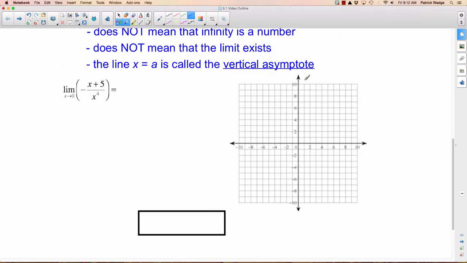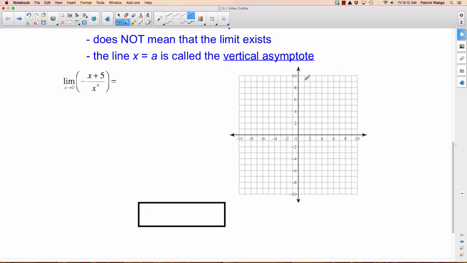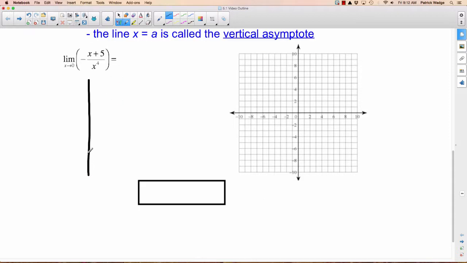Okay, now we're going to practically do the same thing. We're going to figure out the limit of this function as x approaches 0. And again, the way we're going to do this is we're going to graph this. So let's make our table of values.